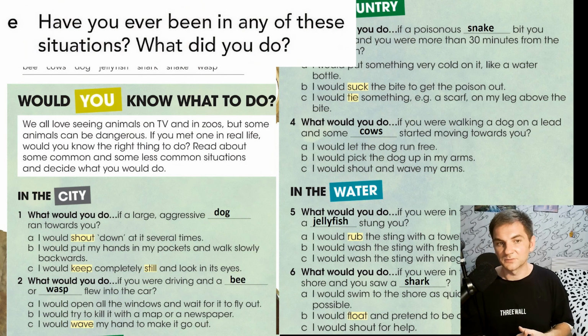Don't forget that when you talk about a particular case or event in the past, you just use the past simple tense and the past continuous. Like, I was there, I was doing this when it happened, I saw how, then I ran away, or something like that. So use the past simple and the past continuous here.